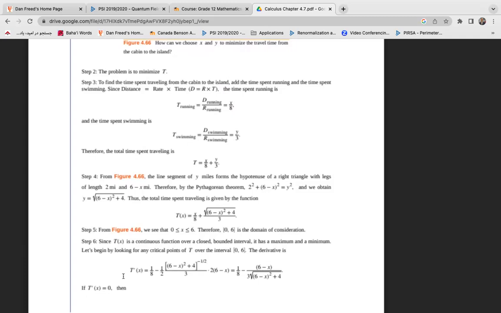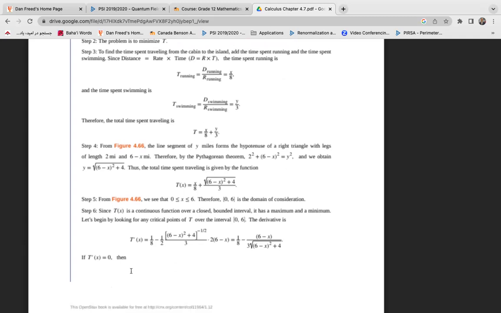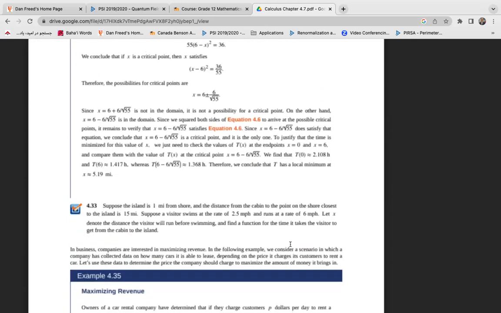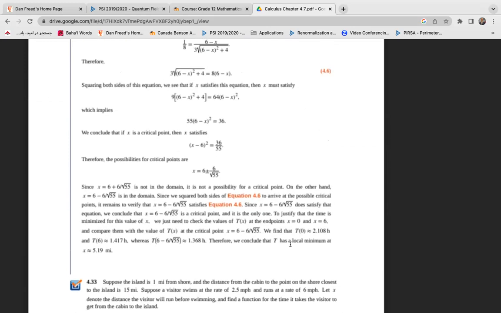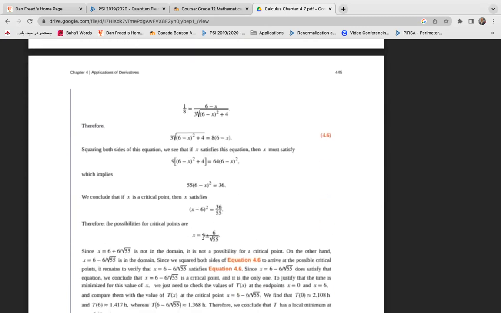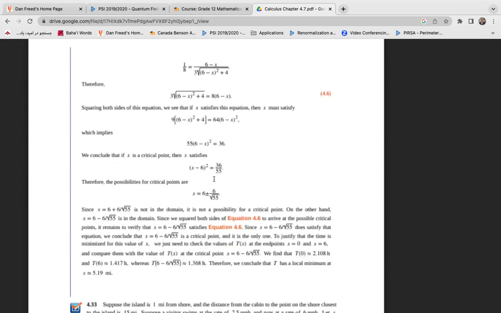So you just need to compute the derivative, T prime. Then you find the critical points. And at the end, you compare these points. The critical points are basically the points at which either T prime is 0 or T prime does not exist. So T prime equals 0 means x is these two values, 6 plus or minus 6 over root 55. One of them is not in the domain: 6 plus 6 over root 55 is greater than 6. So we are looking at the interval 0 to 6, and the only critical point is 6 minus 6 over root 55.